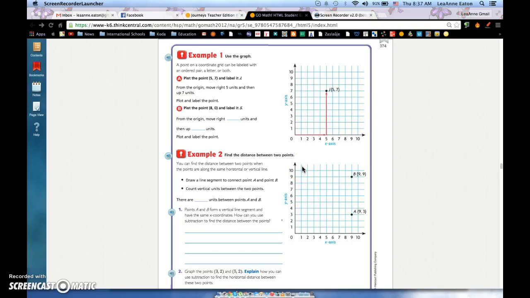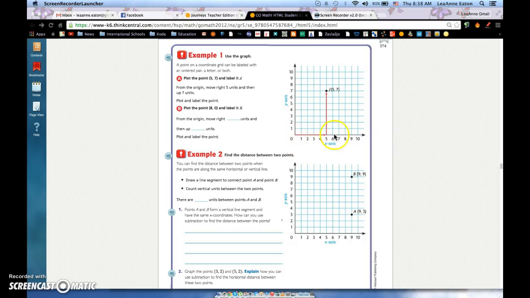Alright guys, we're back for part 2 of my lovely teaching of how to graph on a coordinate plane. We are now on page 374 and we have two examples. One example, we're going to look at how we can use the graph to move dots, and in the other example we're going to look at how we can find the distance between 2 points.